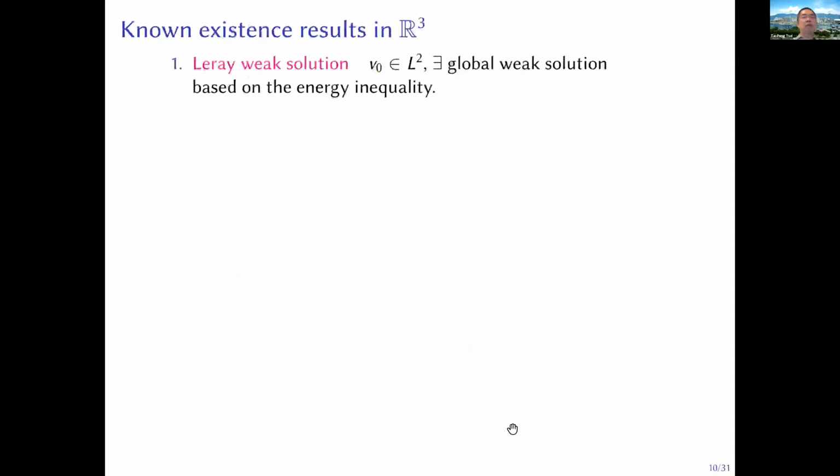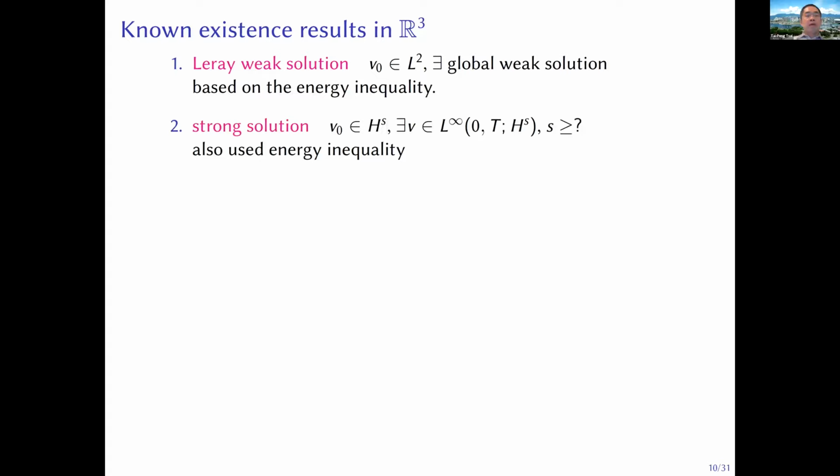And now we review what is known about existence. We do everything in R3. The first one is Leray's weak solution. So for any V0 in L2, there's a global weak solution. It's based on the energy inequality. The second thing is a strong solution. We have higher regularity, and the solution is better. And it also uses the energy inequality.